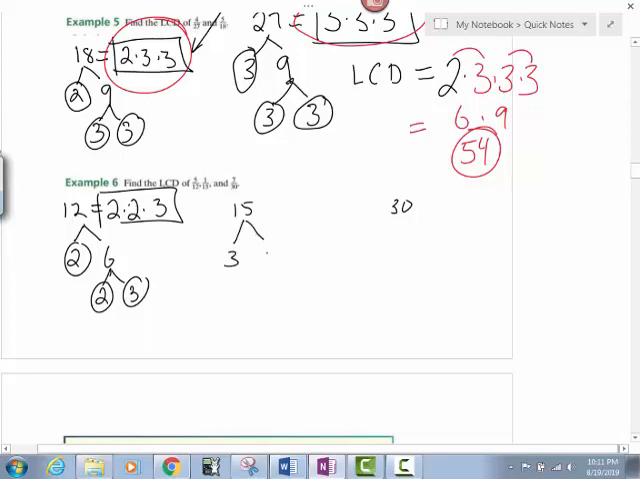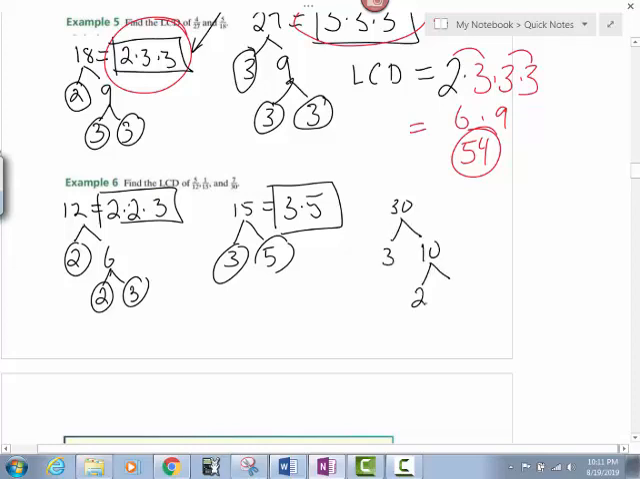15 is 3 times 5. I can't break down either of those either, so I'm going to put those in the box. 30 is, say, 3 times 10. 10 is 2 times 5. And I will put those in the box. I'm going to put them in order. So I'm going to put 2, then 3, then 5.